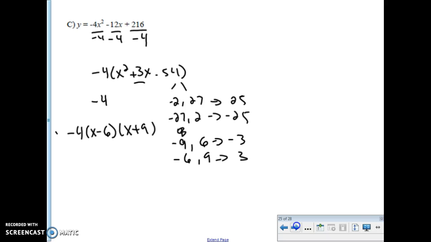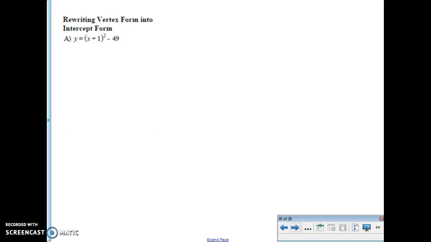The reason why this is important, guys, is if you remember, now I can find out what my x-intercepts are of my graph. That minus 6 tells me I'm going to the right 6, so my x-intercept would be 6, 0. The plus 9 tells me I'm going to the left 9, so my x-intercept would be negative 9, 0. Now, let's look at something that's in a different form than standard form.